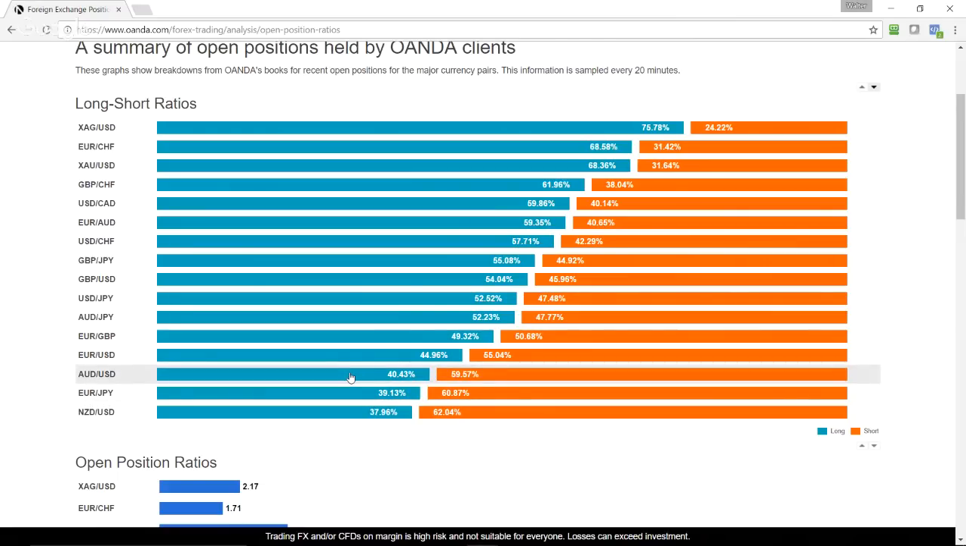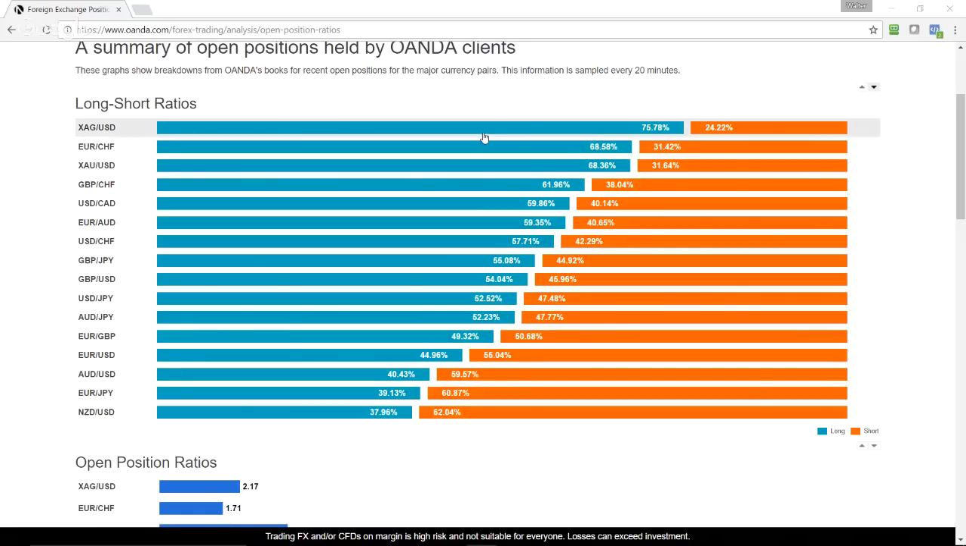Remember how we just saw the Aussie dollar taking off like a bat? Just whoosh. Look at this. Most people are shorting the Aussie dollar. This is updated like every 10, 15 minutes. So most people are actually shorting the Aussie dollar, even though it's on a tear right now.